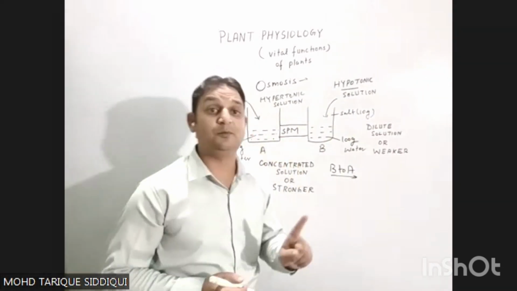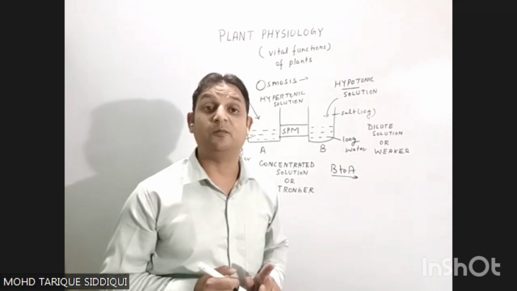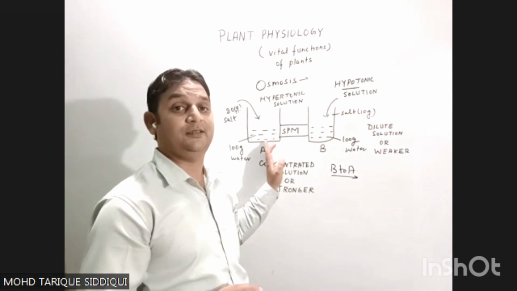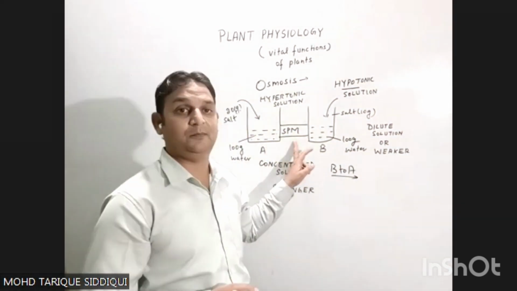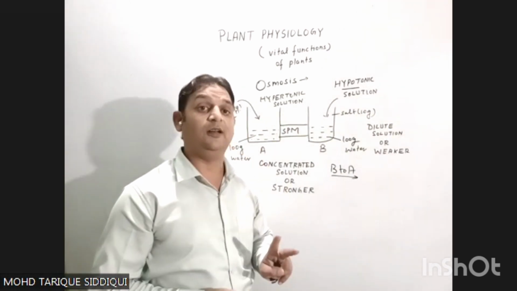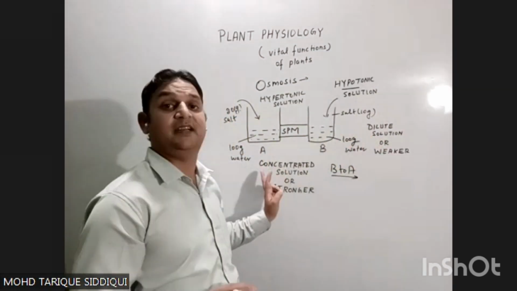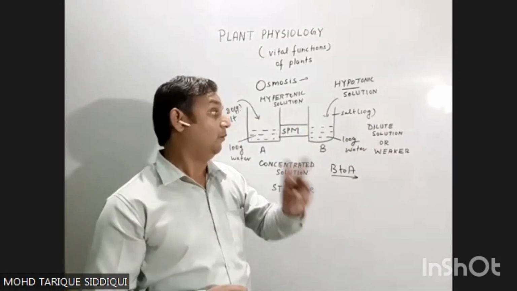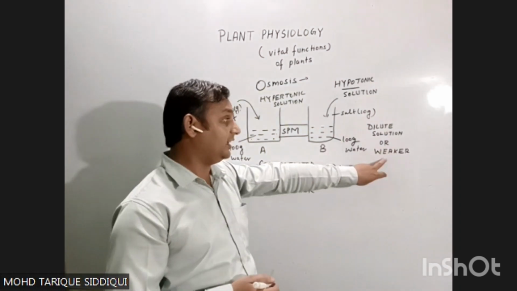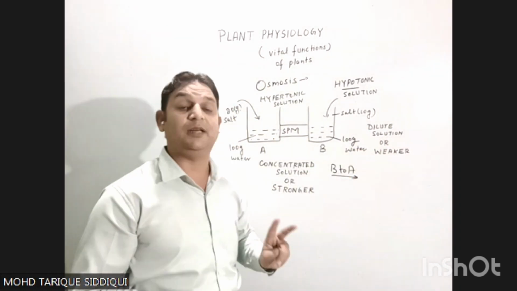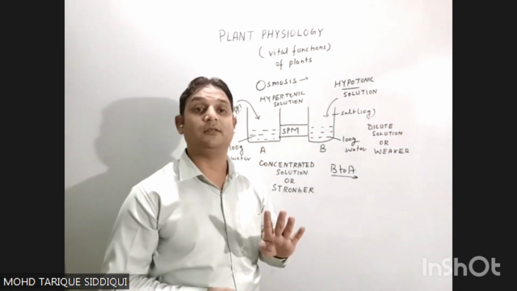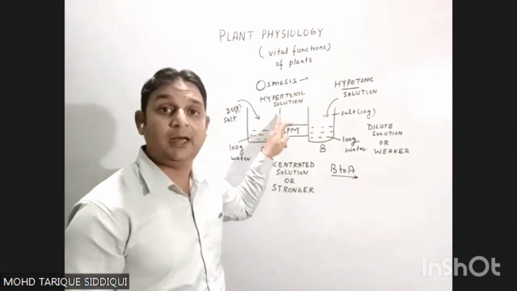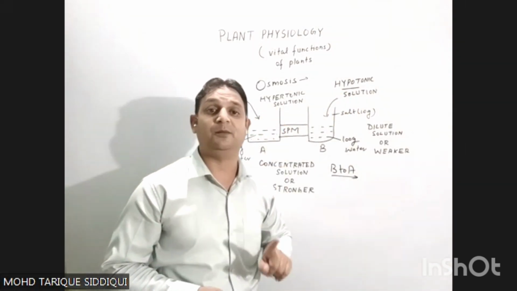First definition, osmosis. It is a process in which water molecules move from the region of higher concentration to the region of lower concentration through semi-permeable membrane. Second definition, water molecules move from dilute solution to concentrated solution through semi-permeable membrane. Third definition, water molecules move from weaker solution to stronger solution through semi-permeable membrane. Fourth definition, water molecules move from the region of hypotonic solution to hypertonic solution through semi-permeable membrane.